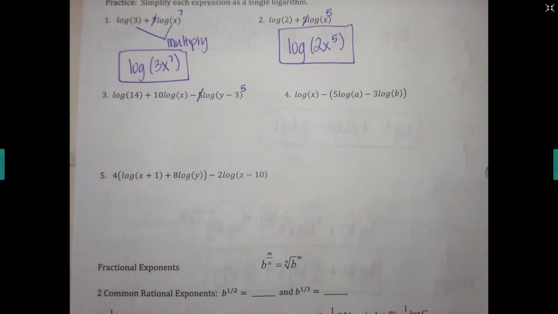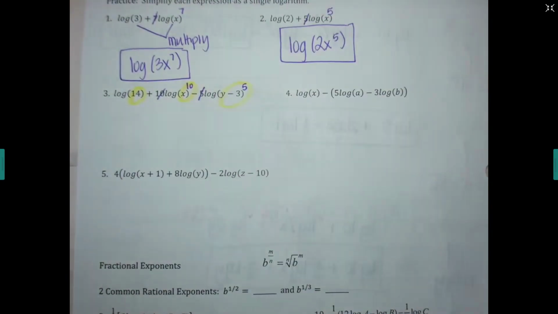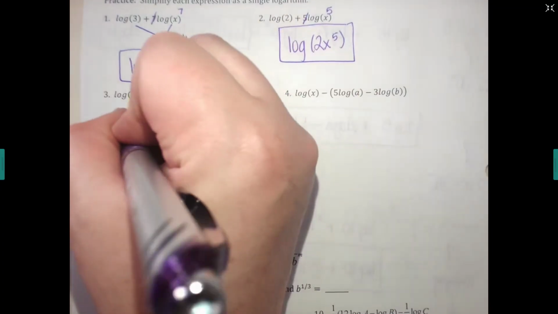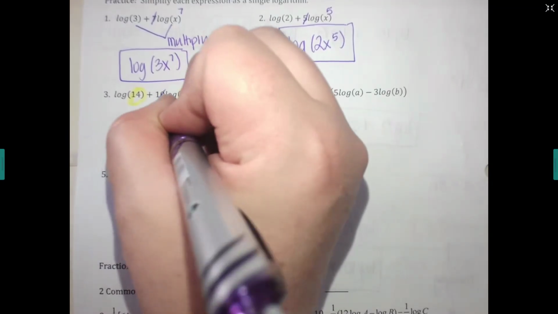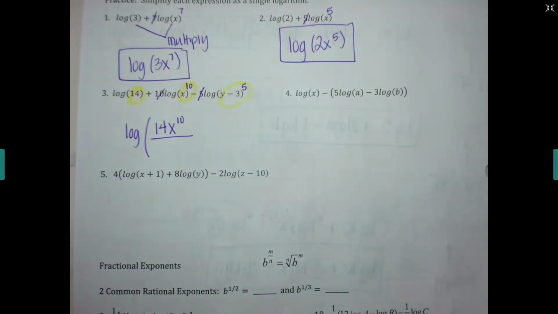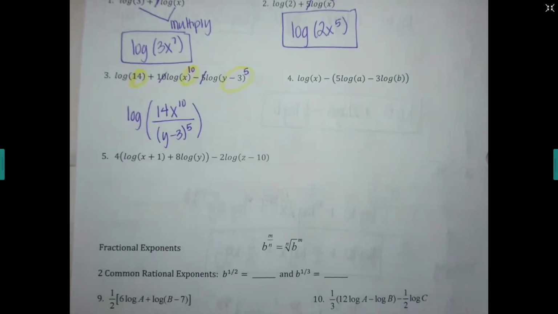All right. Then what other number can pull up? 10. 10, thank you. Okay. So then we have a 14, an x10, and a y minus 3 to the 5. When we pull them back into the same log, you have to be careful. Pluses get multiplied, minuses get divided. So it's going to be log 1 big fraction. The 14 and the x10 will be multiplied. But the y minus 3 to the 5th will have to go on the bottom. Because it was a minus on the 3rd log, that one needs to be divided on the fraction. Okay? Good?